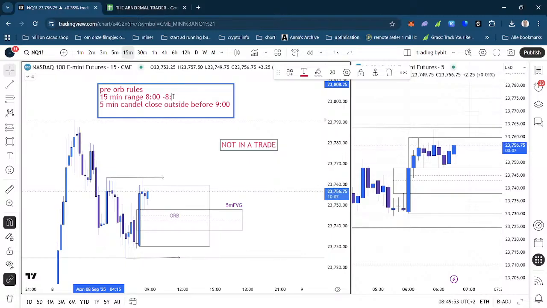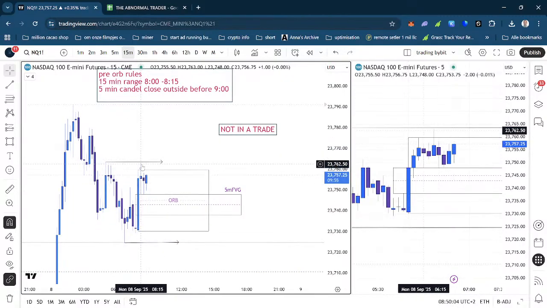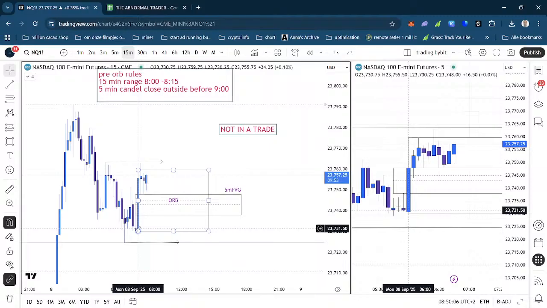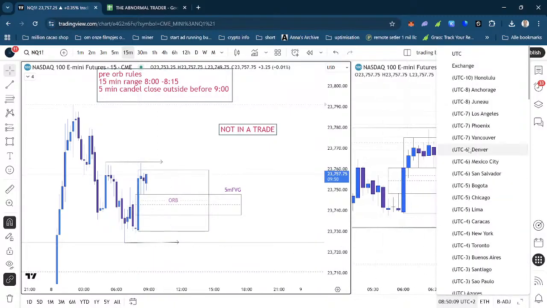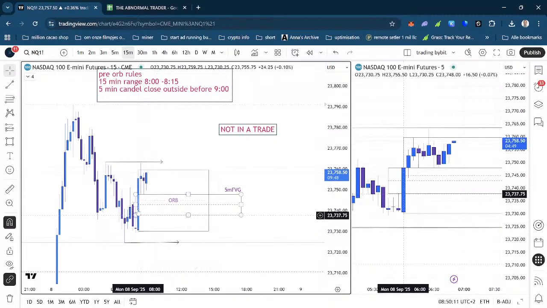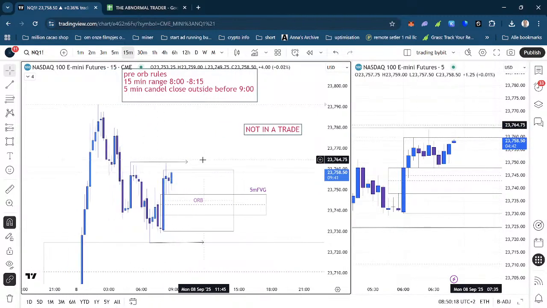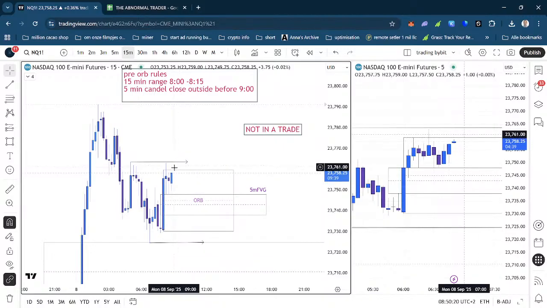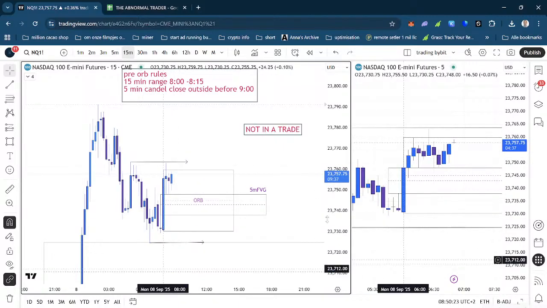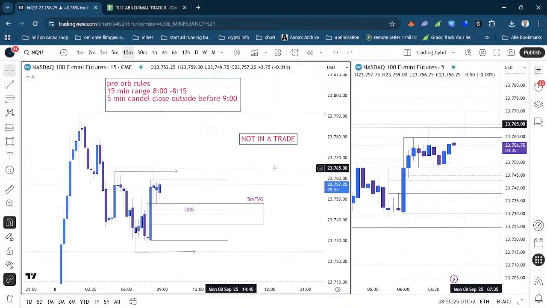From 8 till 8:15, actually it's 14.999, but I put 15. So this is what we need. We need to close outside. This was the range, so my candle of 8. I'm on Brussels time zone. So, candle of 8: any 5-minute close above the range is good. That means we have a close outside. So in the next 5 to 10 minutes we can still have that close.